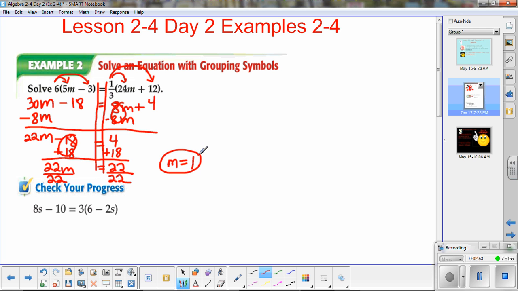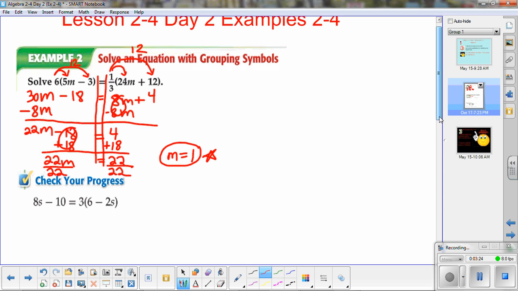Now, if you wanted to check your work for this, you would go back and plug this in on both sides. On the left side, 5 times 1 is 5, and 5 take away 3 is 2, and then 2 times 6 is 12. On the other side, 24 times 1 is 24. 24 plus 12 is 36. And then 1/3 of 36 is also 12. So we know that that right there is the correct answer.